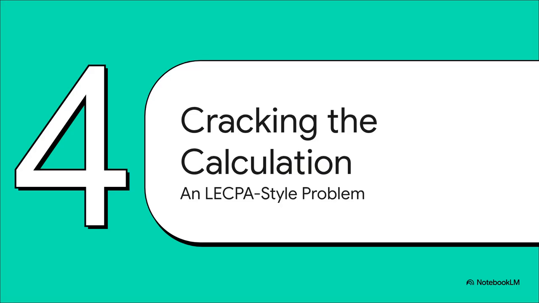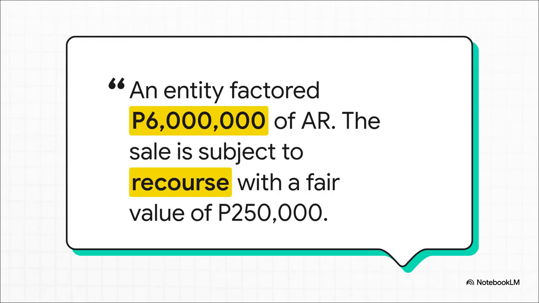All right, team. Theory is great, but let's get our hands dirty with a problem you could totally see on the exam. This is how we turn all that knowledge into actual points. Let's do this. Okay, here's our mission. We've got 6 million pesos of accounts receivable being factored. It's with recourse, and the value of that risk is 250,000 pesos. The factor charges a 3% fee, holds back 5%, and slaps on a 15% interest charge. We need to figure out two things. How much cash do we get today, and what's our total loss on this deal?